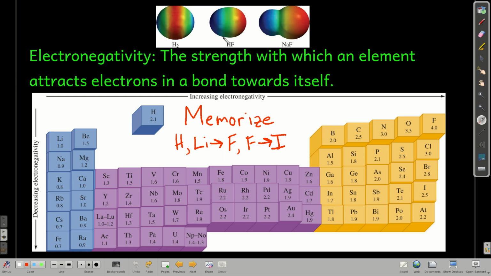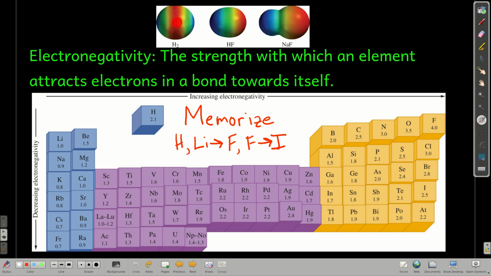Now, up here in this picture, this is showing 3 different compounds where the atoms either are the same or different. What this picture shows is called an electrostatic potential map. The red represents high electron density and the blue represents low electron density, or lack of electron density.